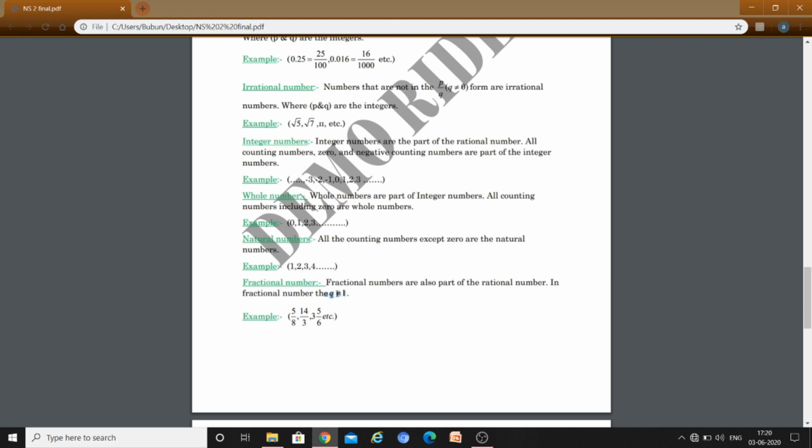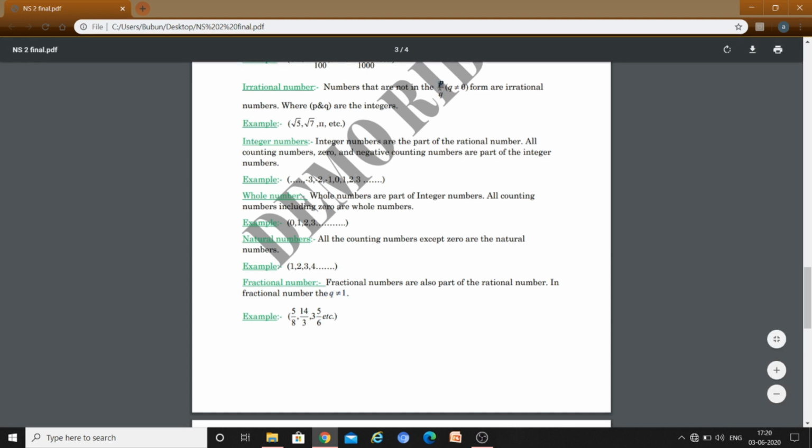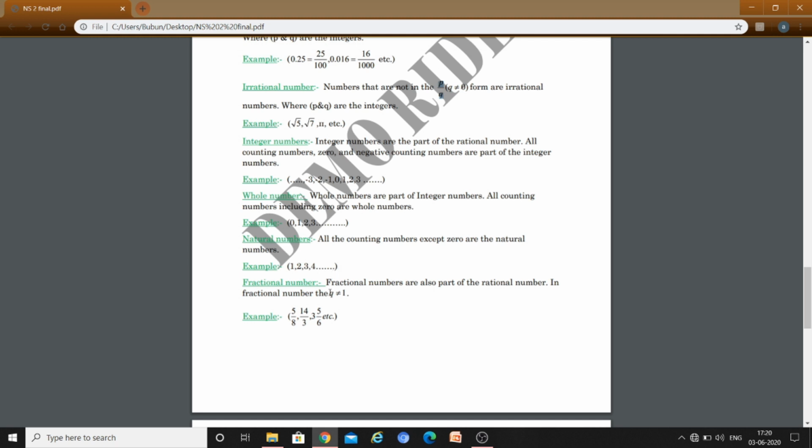Where did this q come from? This q came from this p by q. Okay, this q is not equal to 0 in a fractional number. If this condition is satisfied for any rational number, then we can say that this is a fractional number.